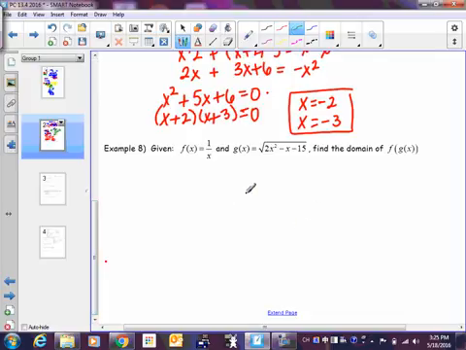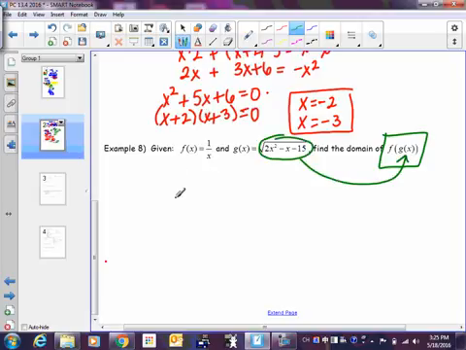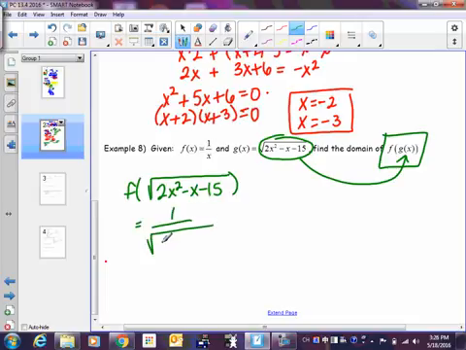Okay, last problem. The first thing we need to do is remember what f of g of x is. So let's take g of x and actually substitute it in. So I'm literally writing f of, instead of writing g of x, go ahead and write in square root of 2x squared minus x minus 15. And then what is f of x? It's 1 over x. So what we're going to do here, instead of 1 over x, we're going to do 1 over this thing. So that's f of g of x. That's not really our final answer, but I'm going to box it just to make it clear.